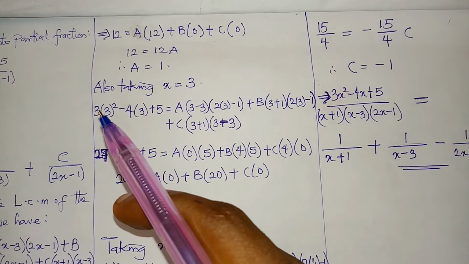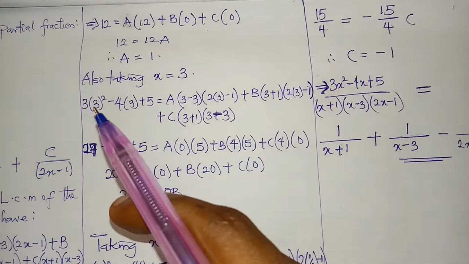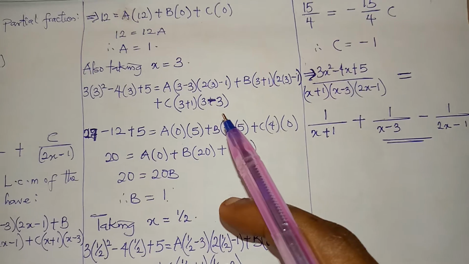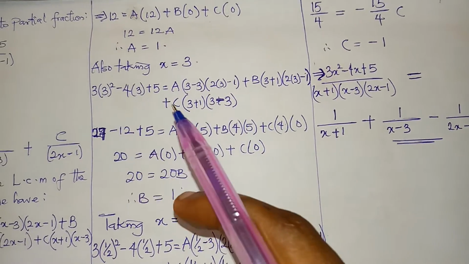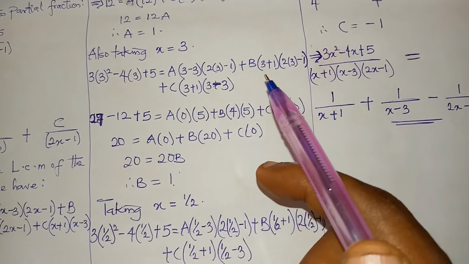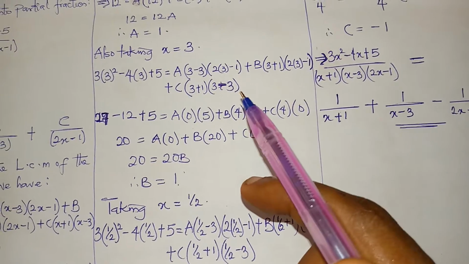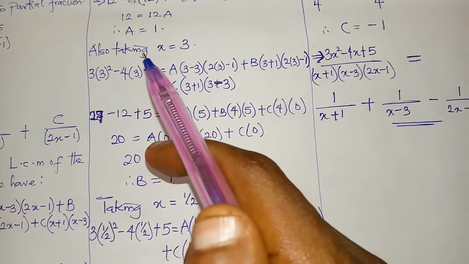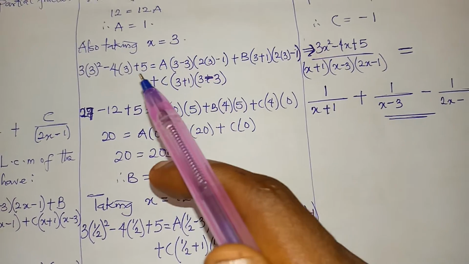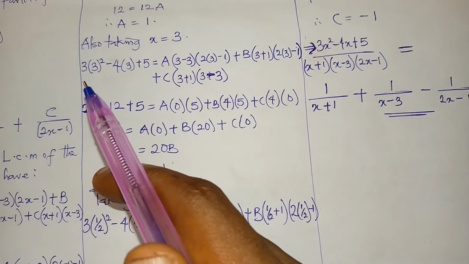So let's go to b now. For me to get b, I have to eliminate a and c. If I want to eliminate a and c, I have to find what I will put in a to make it 0, and what I will put in c to make it 0 as well. So that's why I said taking x equals 3. So if you take x equals 3, whenever you see x, you put 3 there.